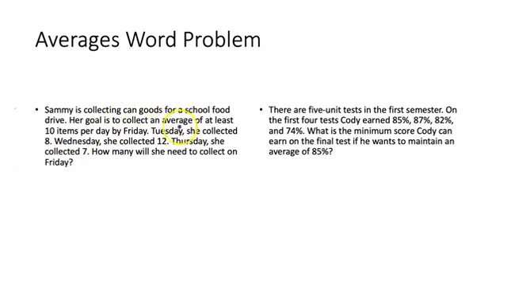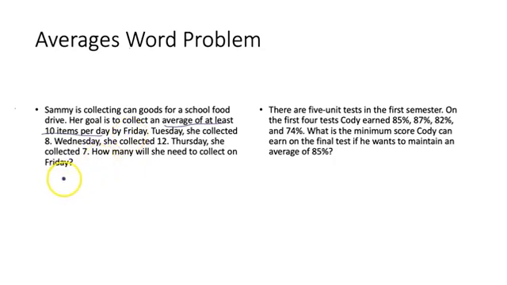Well, that sounds like a total. She wants an average of at least 10 items per day by Friday. Tuesday she collected 8, Wednesday she collected 12, Thursday she collected 7. How many will she need to collect on Friday? Okay, so let's put that together.